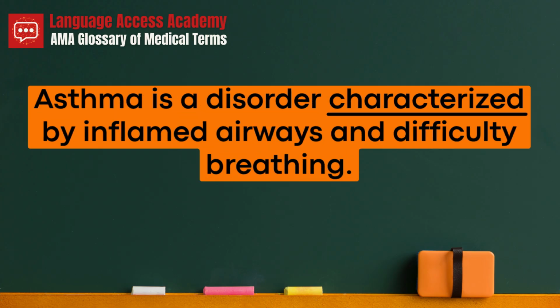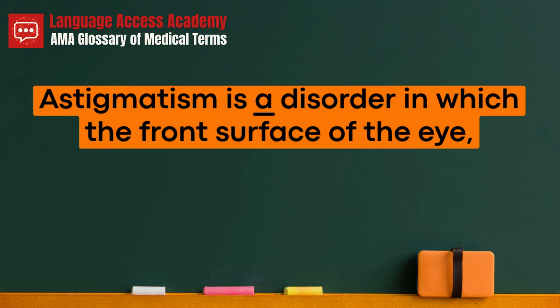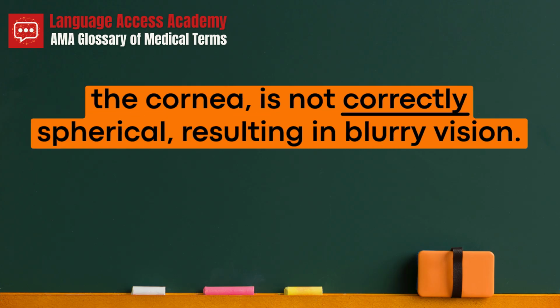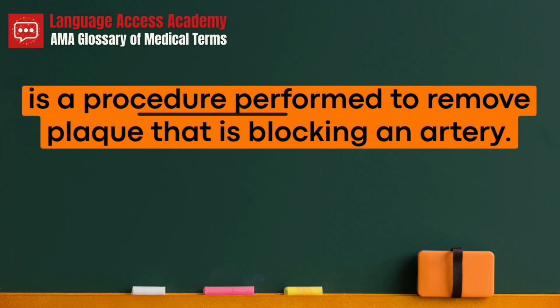Asthma is a disorder characterized by inflamed airways and difficulty breathing. Astigmatism is a disorder in which the front surface of the eye, the cornea, is not correctly spherical, resulting in blurry vision. An atherectomy is a procedure performed to remove plaque that is blocking an artery.